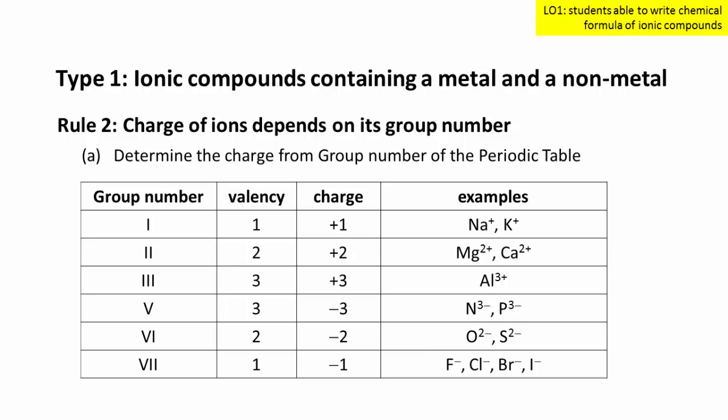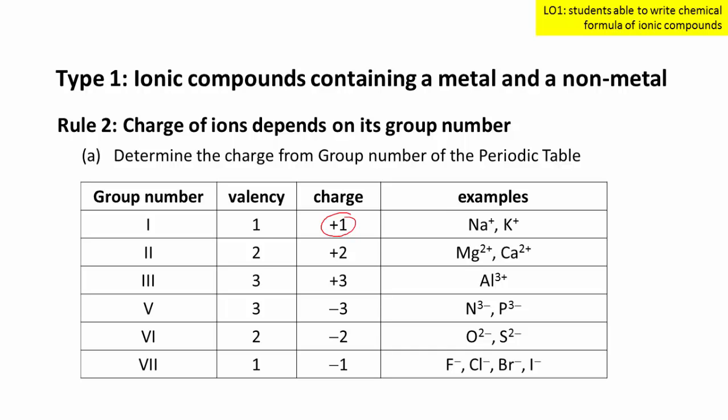Rule 2. Charged ion depends on its group number. For example, group 1 has a valency of 1. Valency 1 means one of its electrons is involved in a chemical reaction. You either give or take or share one electron during a chemical reaction. So for group 1, they give away. So when you give away one electron, you have a charge of +1. For example, group 1 elements are sodium and potassium. It has a single 1+ charge.